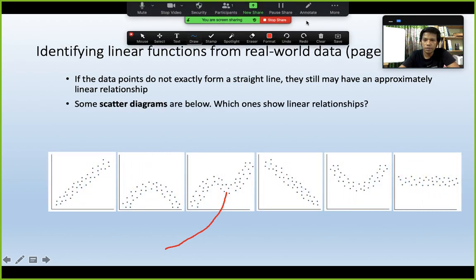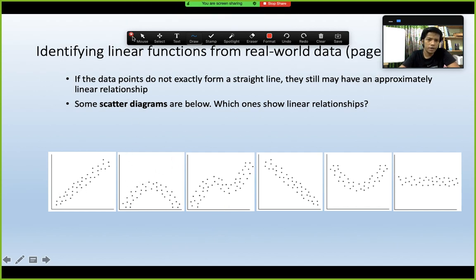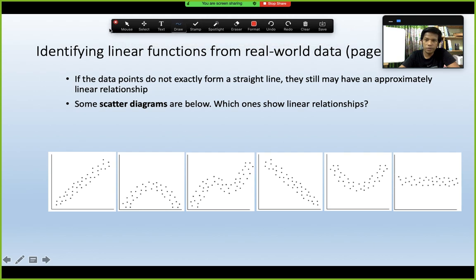Now we have this thing. You may think, what is a scatter diagram? In most of our previous lessons, most of the time our points were on the line. This is a point, this is a point, suppose this is a point like this. So this was our regular graph.